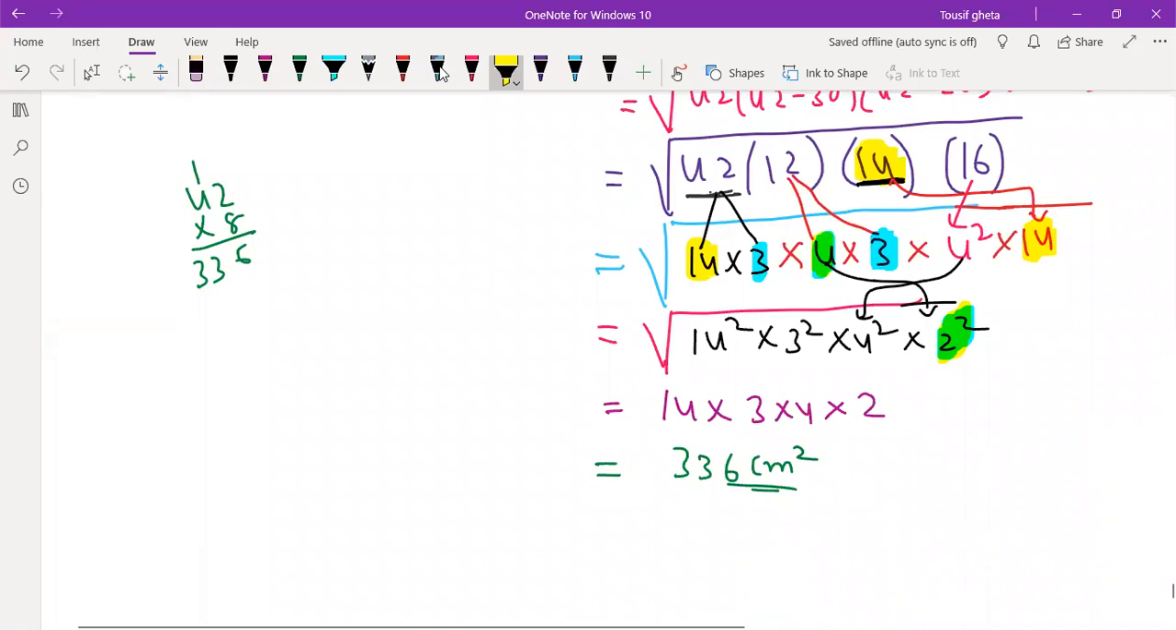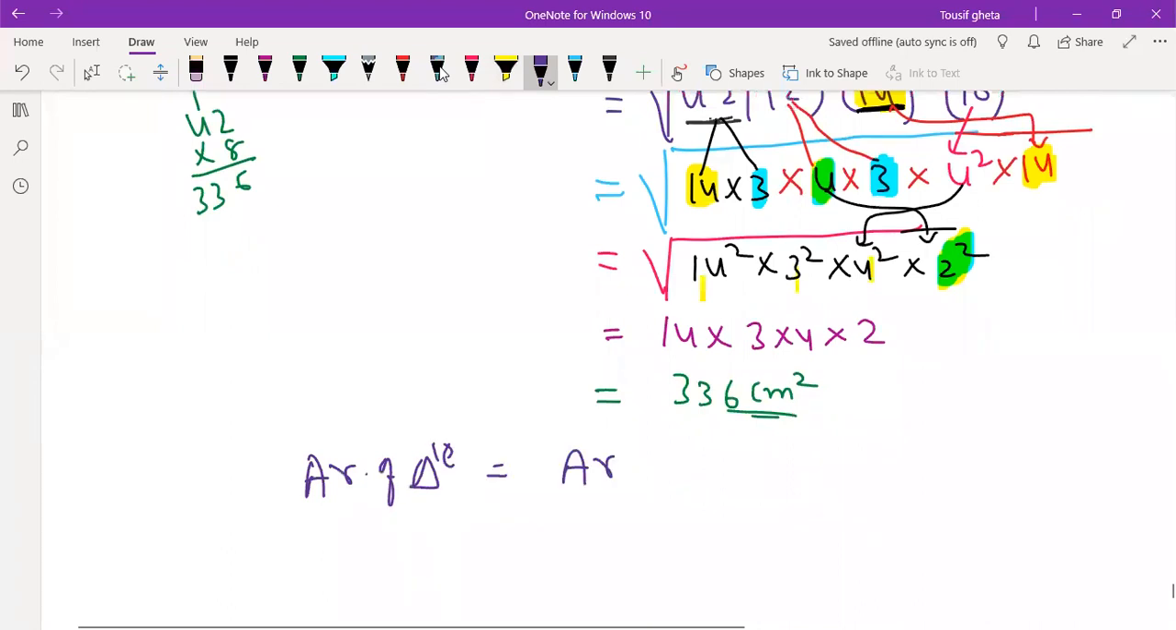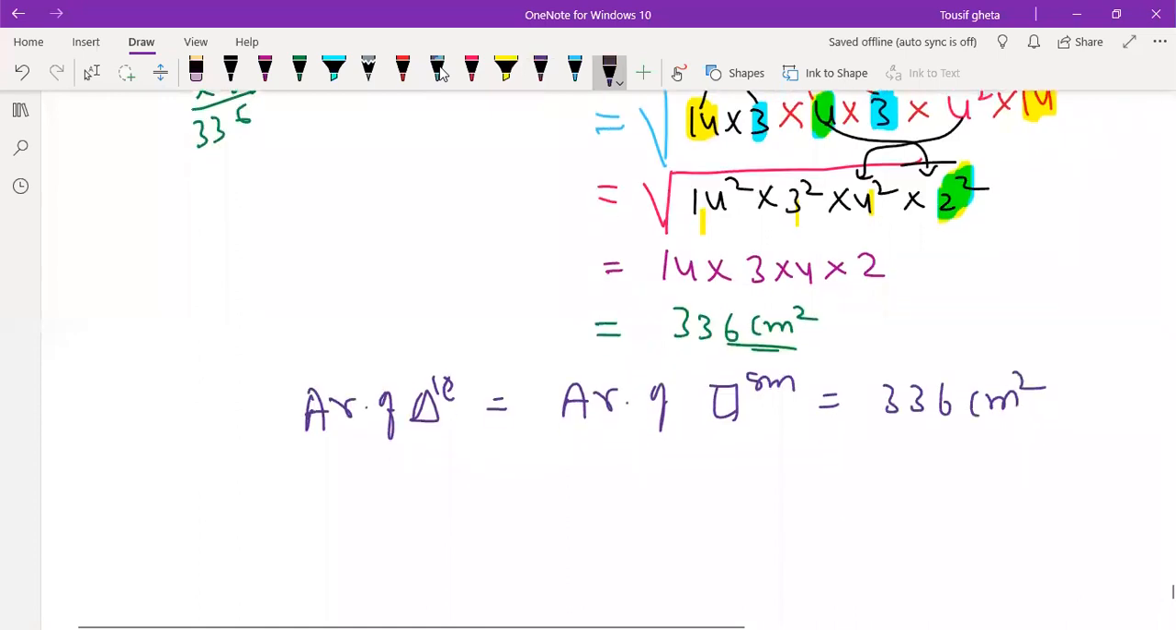The sum is not yet completed. Let's do it. We need to find out the height. We know the area of the triangle is equal to the area of the parallelogram, which is equal to 336. So the area of the triangle and the area of the parallelogram are equal. They only gave that in the question. Now, what is the area of parallelogram formula? Anybody know the formula for area of parallelogram? Base into height. Area is 336.